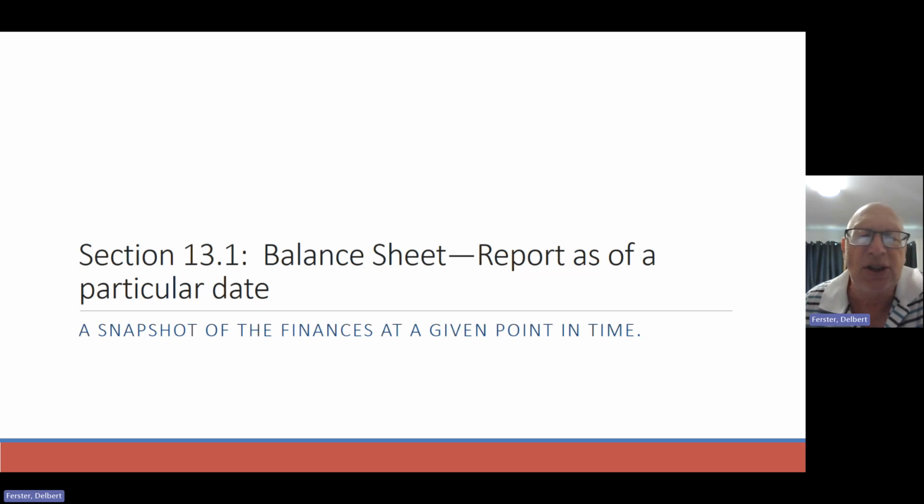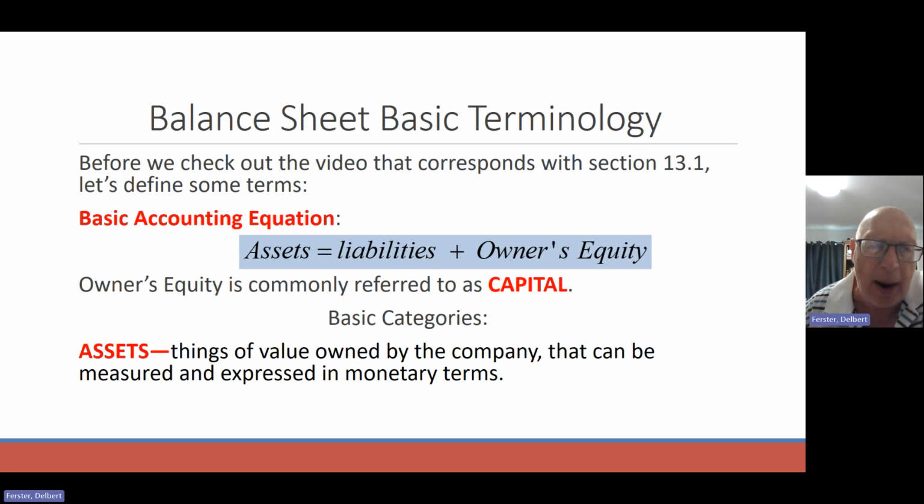So the first section is 13.1. We're going to talk about balance sheets and their report as of a particular date. It gives us a snapshot of how we're doing in that particular window of time. I'm not sure that you're going to take this class before or to the exclusion of some accounting classes that will be part of your program, but your basic accounting equation, probably recognized from previous opportunities, is that assets equal liabilities plus owner's equity. In a lot of books, a lot of times you'll hear equity referred to as capital. It's the money invested by the powers that be who own the company or the stockholders that are invested in the company. So there's your basic equation.